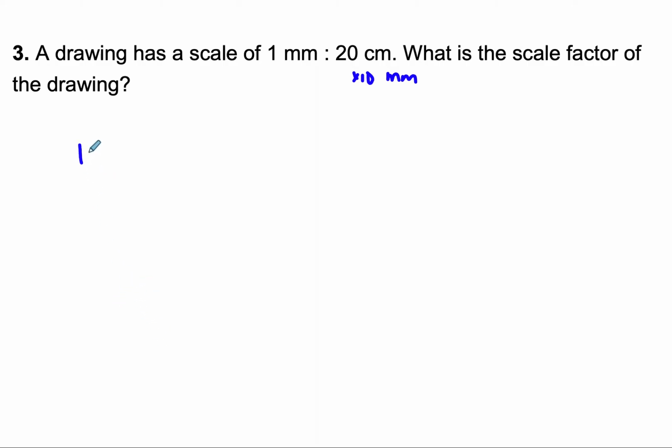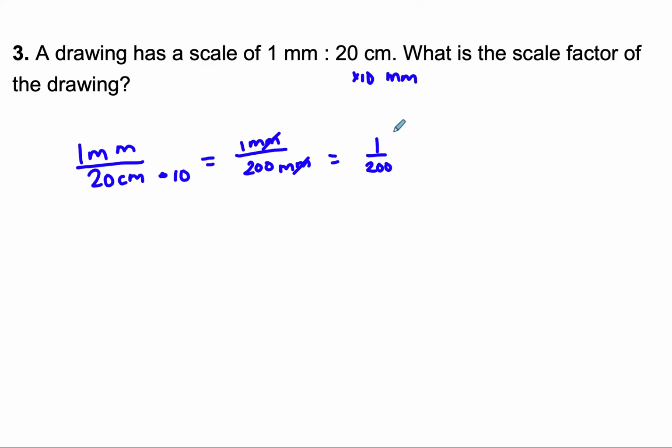All right, let's check our work. So 1 millimeter to 20 centimeters. And I said you're going to have to multiply that 20 centimeters times 10 to get it to be millimeters. So 1 millimeter over 200 millimeters. Labels cancel out. My smaller number happens to already be 1. So my scale factor is 1 over 200. That means the actual is 200 times bigger.